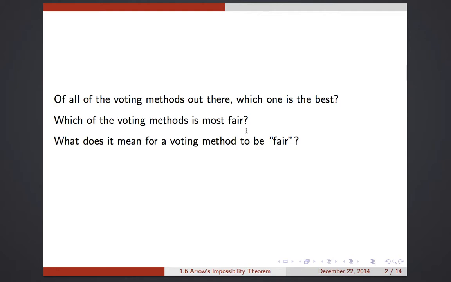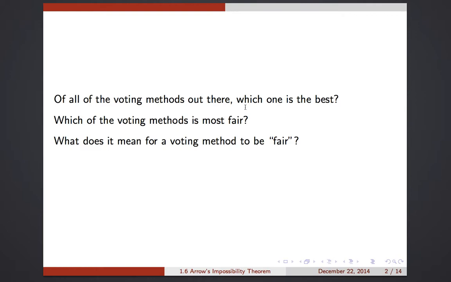If you're going to ask questions like this, you really need to be careful about what you mean by best or by fair. What does it mean for a voting system to be the best? What does it mean for one voting system to be better than another? What does it mean for a voting method to be fair? If you really sit down and try to write a definition of these words in this context, it's extremely difficult.